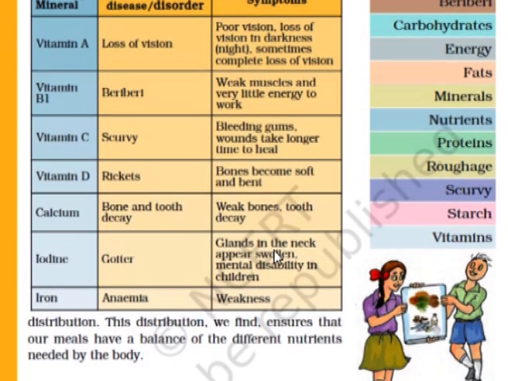Calcium: bone and tooth decay, weak bones and tooth decay. Iodine: goiter, glands in the neck appear swollen, and mental disabilities in children. Iron: anemia.